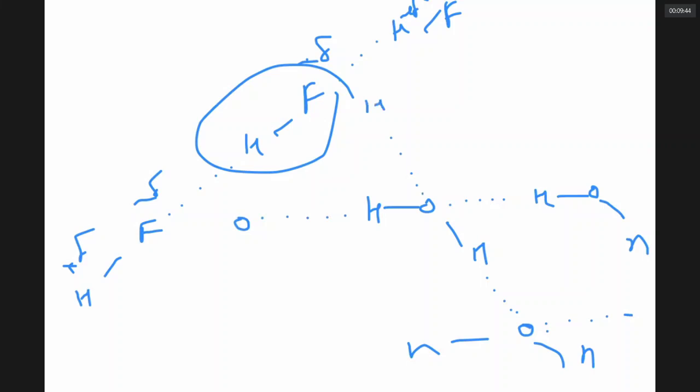How many hydrogen bonds is it making, sir? Each molecule, can you see how many? 4. 1, 2, 3, 4. So per molecule, the number of hydrogen bonds is more in water.